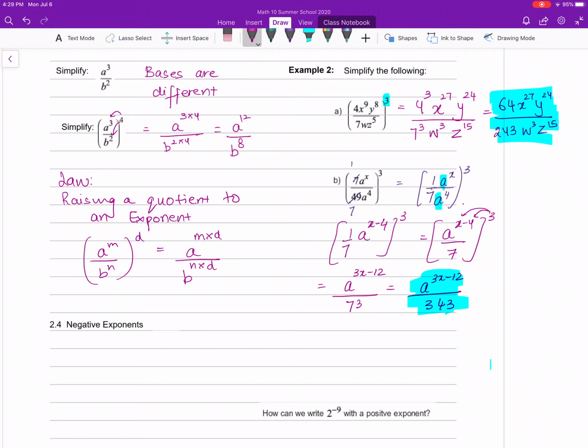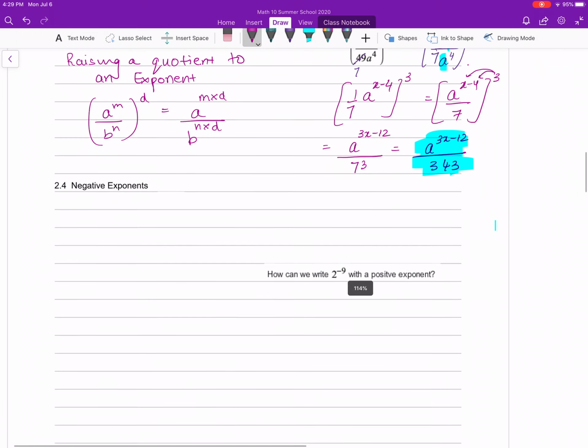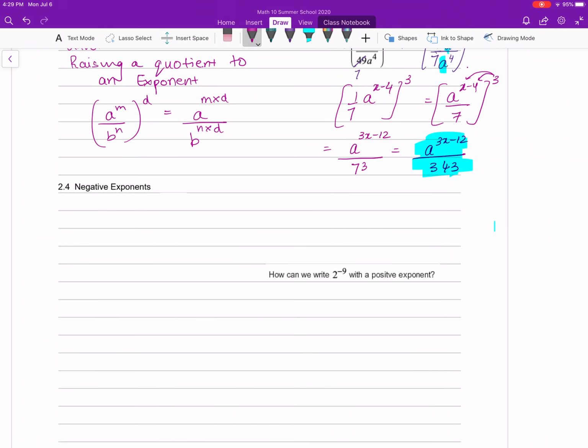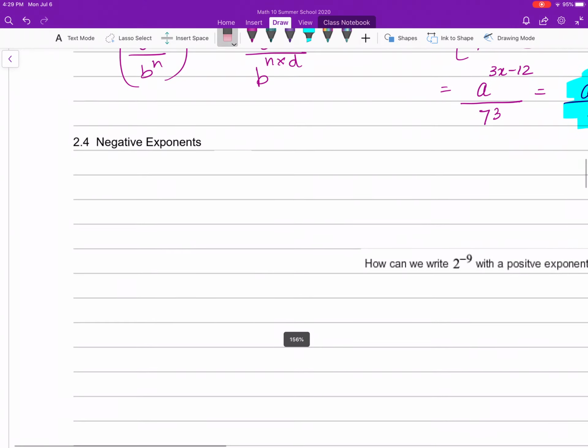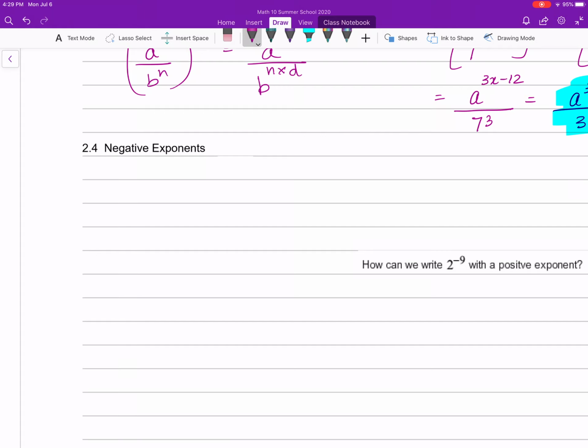Okay, so now we come on to the next thing, which are negative exponents. Now in negative exponents, let's find a pattern first, and then we talk about them. If I say 2 to the power 5, what do you think? What is 2 to the power 5? It means 2 multiplied by itself 5 times, which is 32.